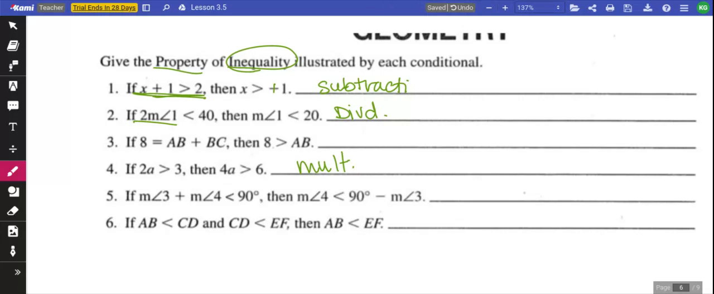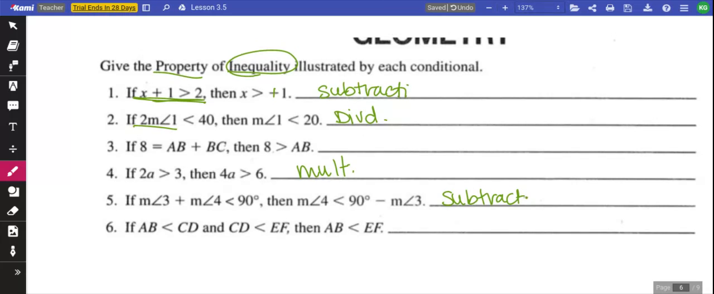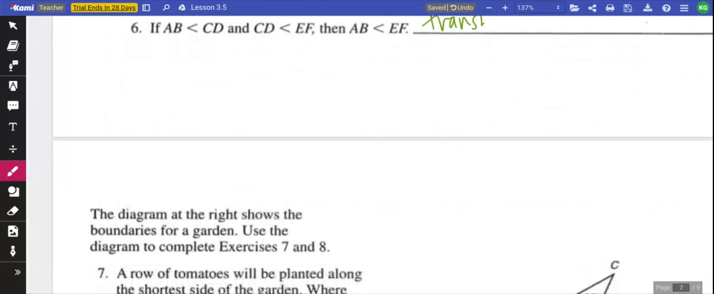If angle 3 plus angle 4 is less than 90, then angle 4 is less than 90 minus 3. This is what I feel like they were trying to do in number 3. They should have subtracted the BC to both sides like they did here. They took the measure 3 and they did subtraction. If AB is less than CD and CD is less than EF, then AB must also be less than EF. Transitive, they cross out the middle guy.